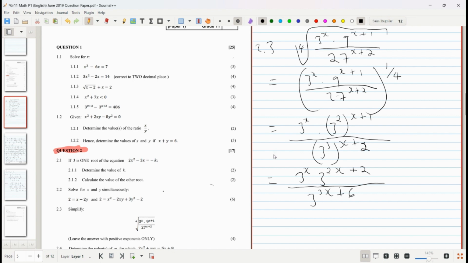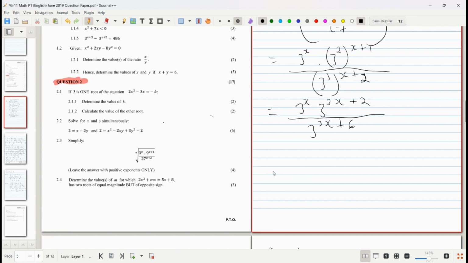So here we have to apply our exponent rules. We know when we multiply numbers of the same base, we add the exponents, and when we divide numbers of the same base, we subtract the exponents. So this will be 3 to the power x.